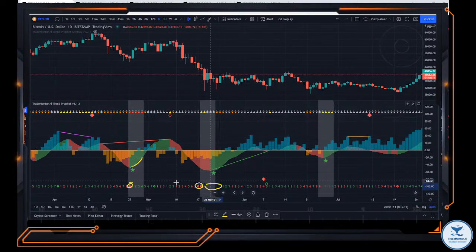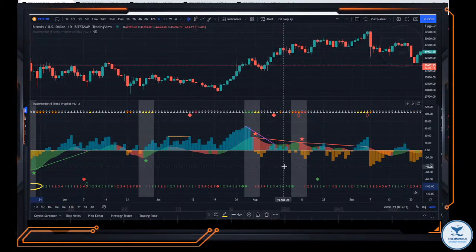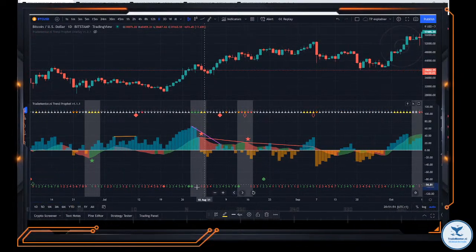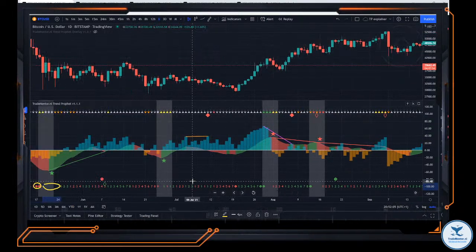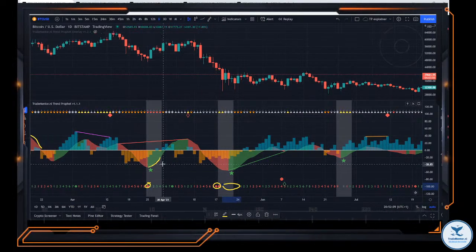So these gaps in the TD sequential, they don't happen really often, but they do happen, and then it's just a waiting period to see, will a new buying cycle or new selling cycle begin, or are we still in the sideways chop? So keep an eye on those gaps. It can be a very nice clue.